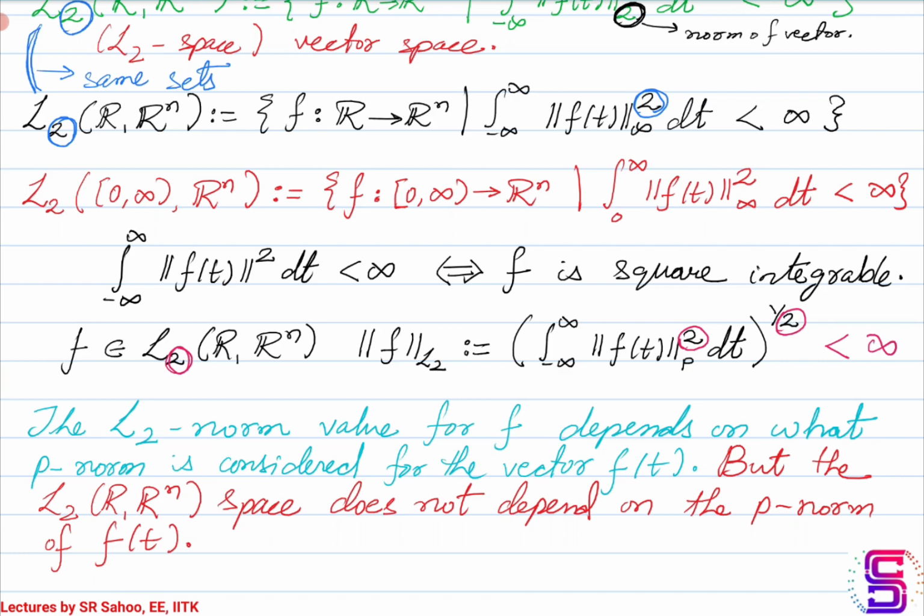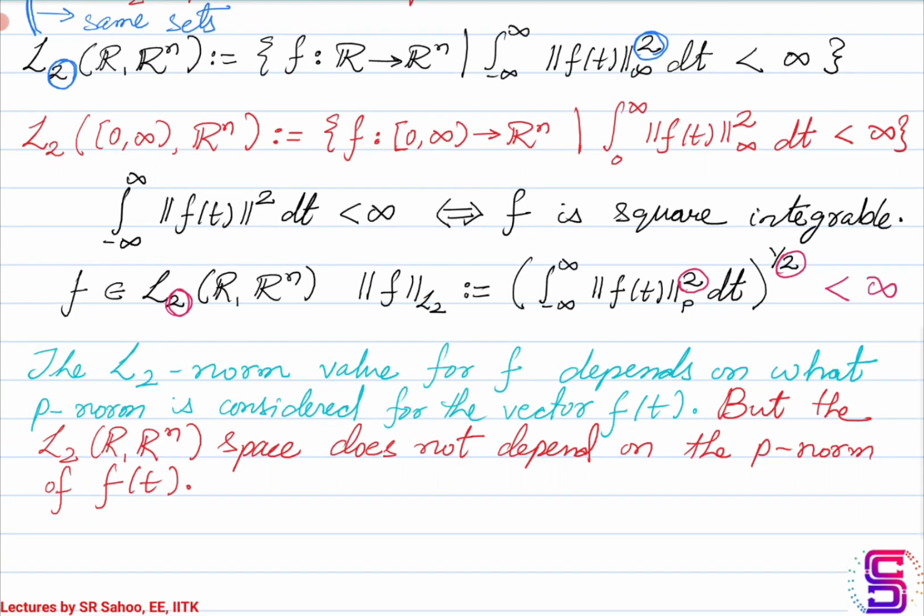Okay, so the norm value will change with the change in p. If you choose a different p, you will get a different L2 norm value. That is for sure. But if you are constructing the entire L2 space, it really doesn't depend on what p norm you take for f of t. No matter what p norm you take for f of t, L2 space remains the same. Okay, this is one major thing that you should actually understand.